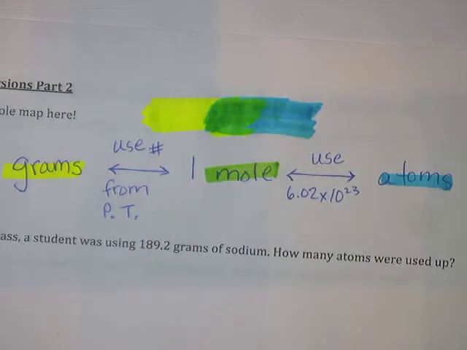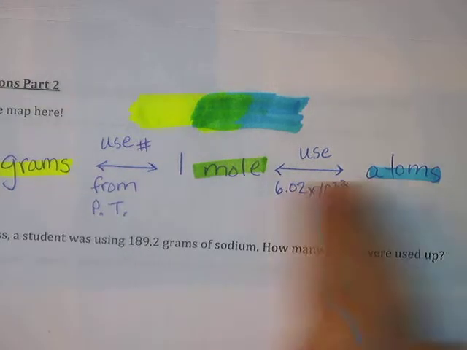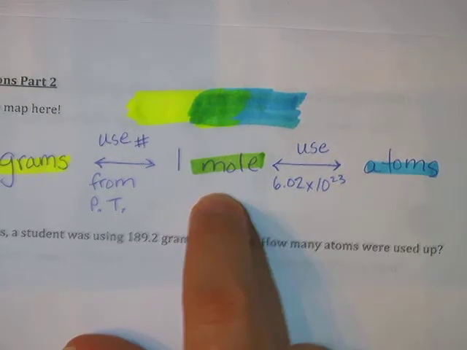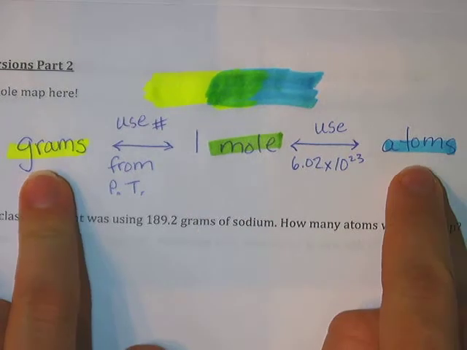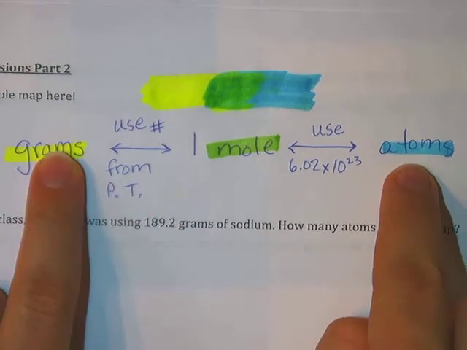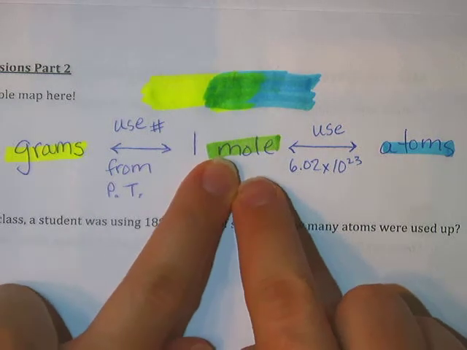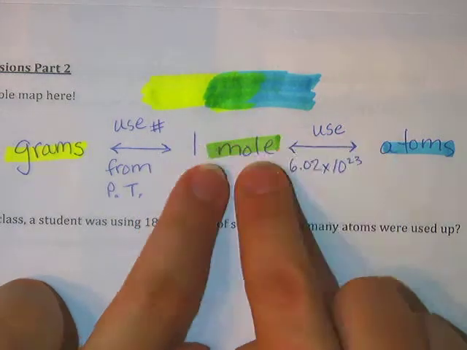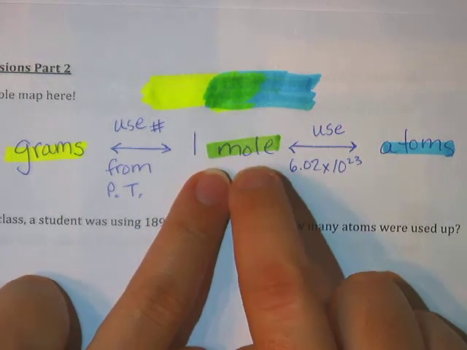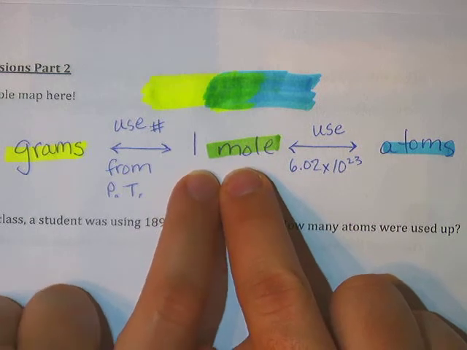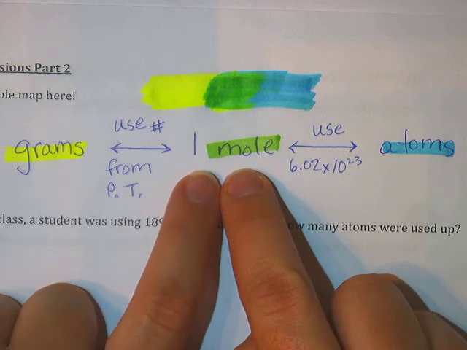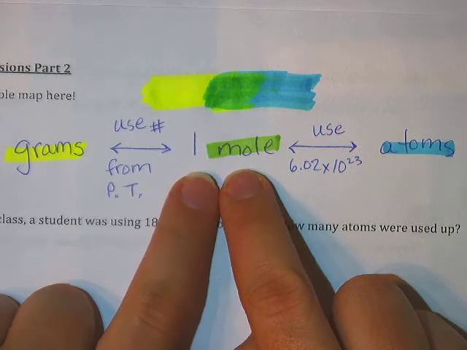There's a method to the madness. There is a reason that grams have to be yellow, atoms have to be blue, and moles have to be green. And that's because you can never have grams and atoms together. You always need moles in the middle. Moles in the middle, always. Moles and middle both start with M. That's another dumb little memory trick.